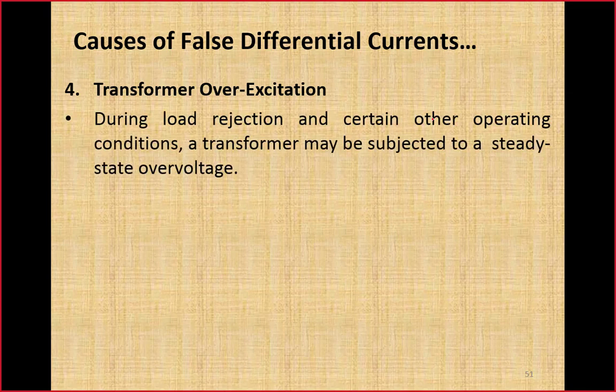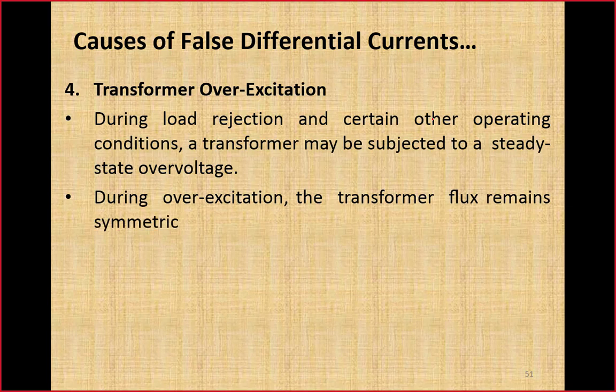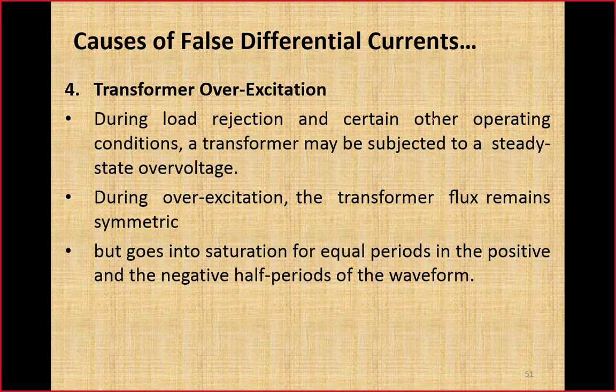During the load rejection and certain other operating condition, a transformer may be subjected to a steady state over voltages. Load rejection means a transformer at the end of a long transmission line. If load gets removed from that transformer due to Ferranti effect on the receiving end of the transmission line, voltage will become greater than even the sending end voltage. So that is actually applied across the primary transformer. So over voltage will appear across that transformer. So this will take this transformer into overexcitation condition. During overexcitation, the transformer flux remains symmetric but goes into saturation region in positive cycle as well as in negative cycle.